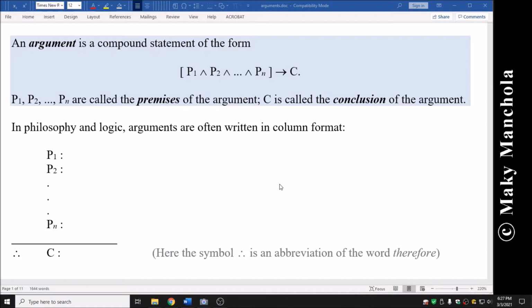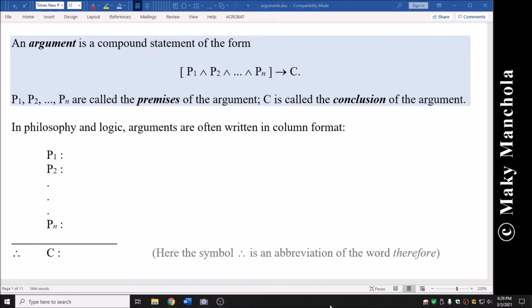In philosophy and logic, arguments are often written in row-wise format. So you write your first premise, your second premise, all the way up to your last premise, and then you write, therefore, your conclusion. Here the triangular dots are a symbol for the word therefore.